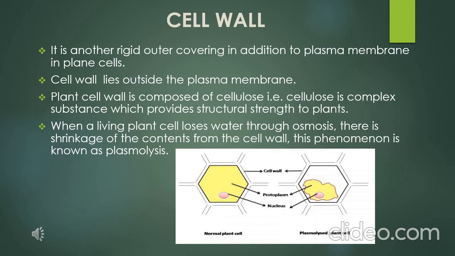I have shown you one picture in the previous slide where we have seen three types of osmotic solution in case of plant cell, and in the last solution, that is hypertonic solution, there is shrinkage of the contents of the cytoplasm away from the cell wall. So in the case of plants, we call it plasmolysis.